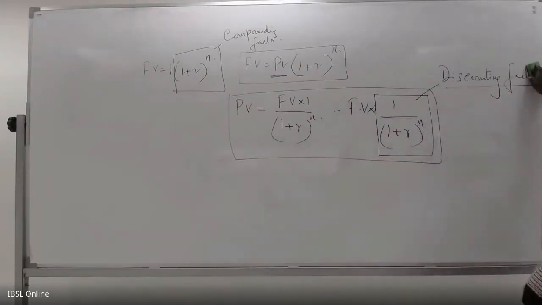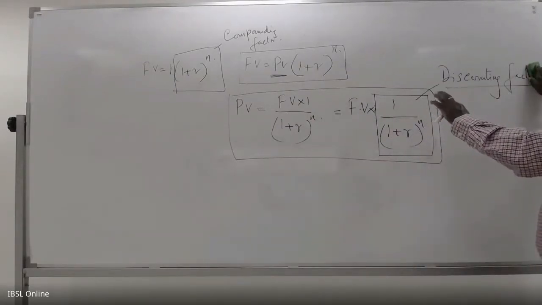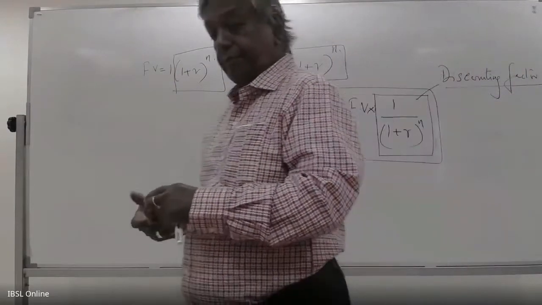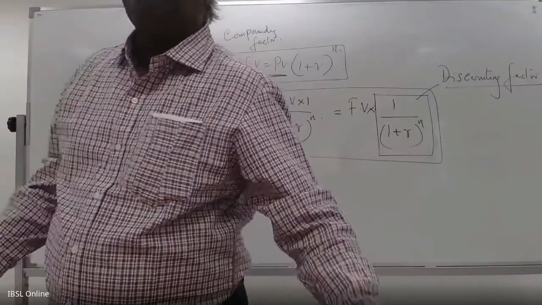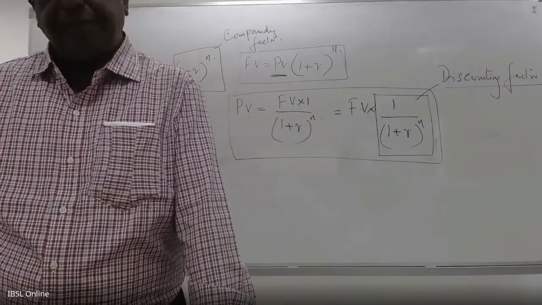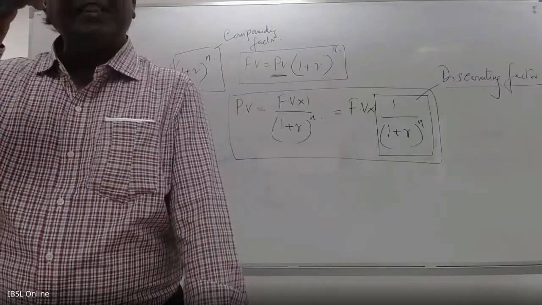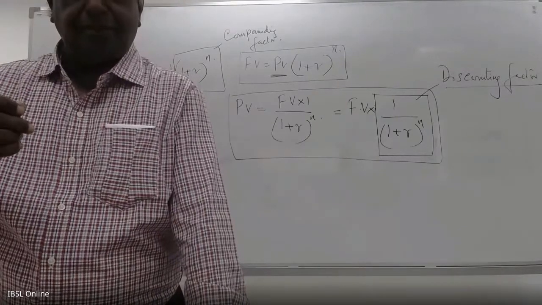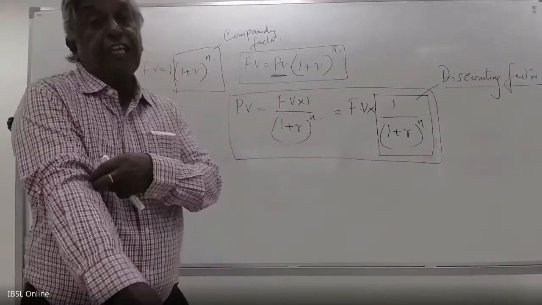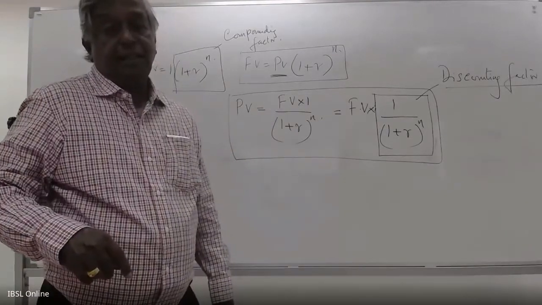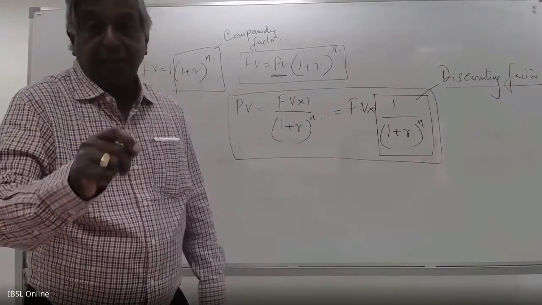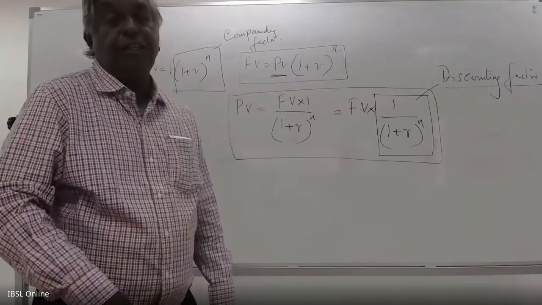Now, the discounting formula also. So now you know the meaning of discounting: a technique of converting the future value into the present value. Then the meaning of discounting factor. That is, when the future value is 1 rupee, for various interest rates and for various periods, the present value is called the discounting factor.